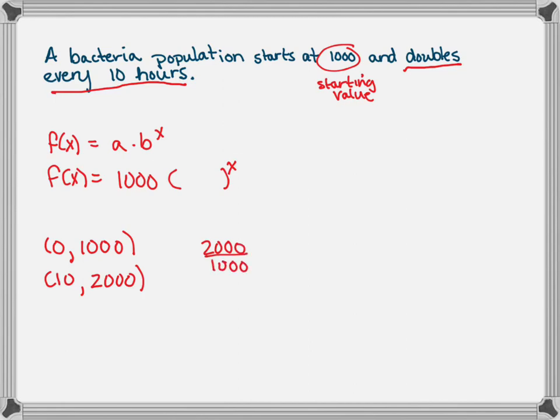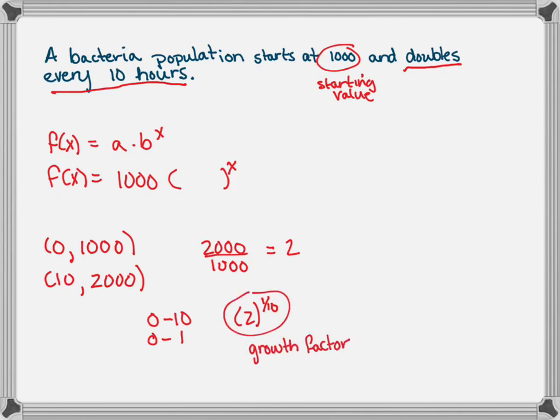So let's look at the ratio of the outputs. 2,000 over 1,000 is 2, but that's going from 0 to 10. We want from 0 to 1. So we need 1/10 of this, so we will raise the 2 to the 1/10 power. This whole thing, 2 to the 1/10th power, is our growth factor. So we could write f of x equals 1,000 times 2 to the 1/10th to the x power. Or, using our exponent laws, a power to a power will multiply the exponent, so f of x equals 1,000 times 2 to the x over 10 power.